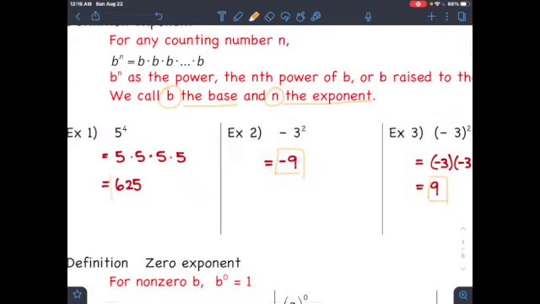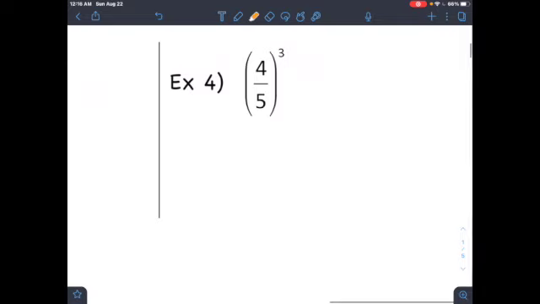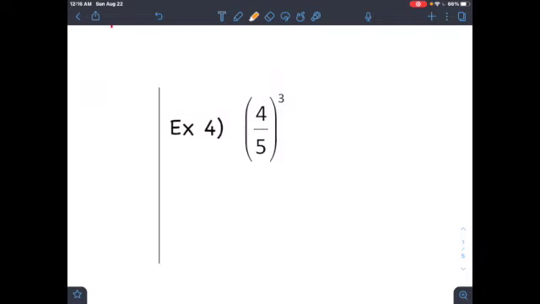And this is 625. Then what you have here is 4/5 to the 3rd power. And that's just from before, 4 to the 3rd power and 5 to the 3rd power. And that is just going to be 64 over 125.